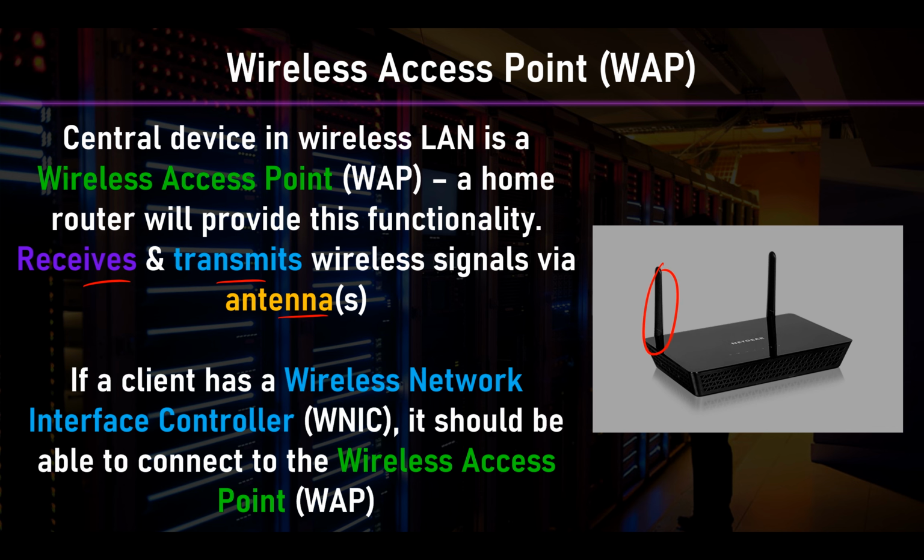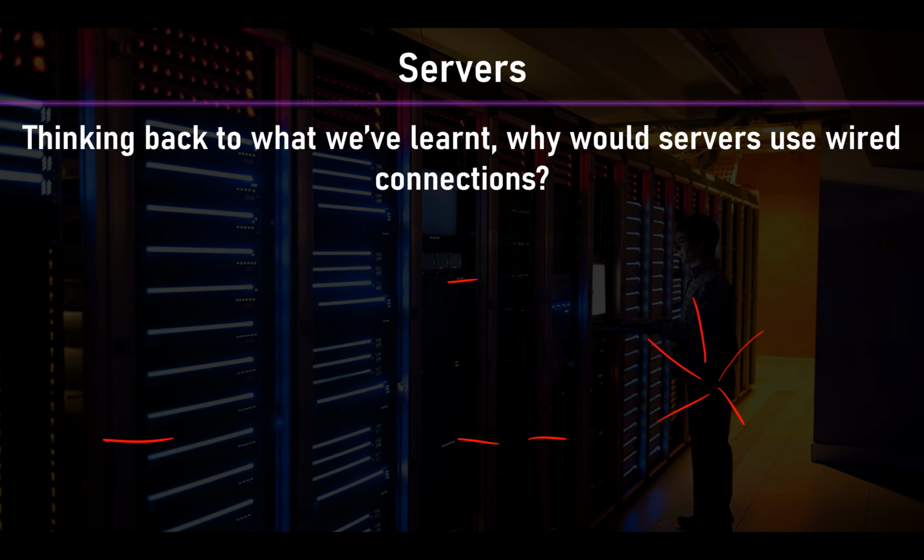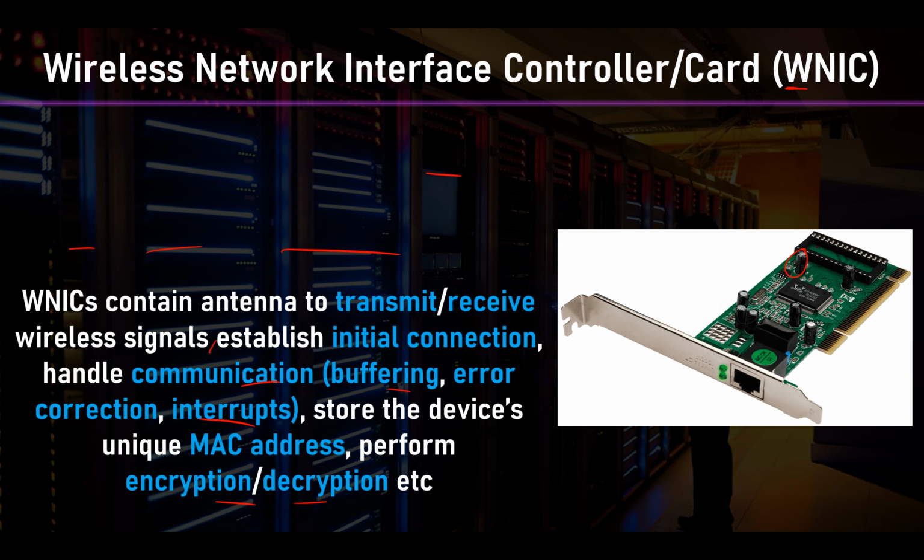If a client has a wireless network interface controller, WNIC, then it should be able to connect to the wireless access point. Hopefully that makes sense. This one has an antenna to transmit and receive the signals. The wireless network interface controller is also attached to another antenna, again just to transmit and receive the signals. If we go back, that was going to be the one. For example, here, maybe this one is the antenna.